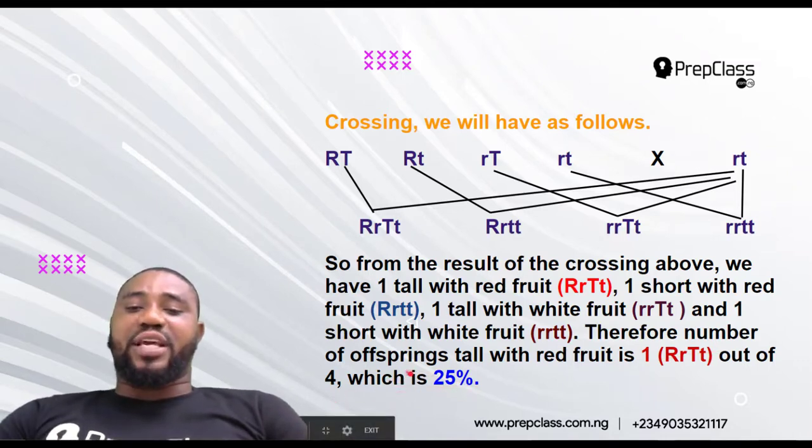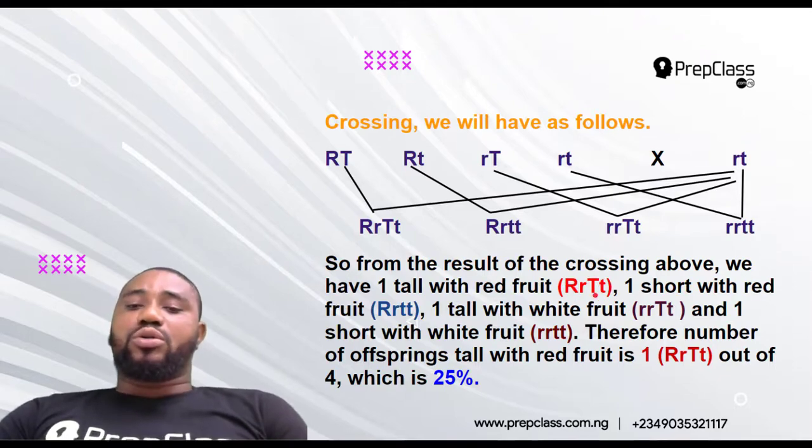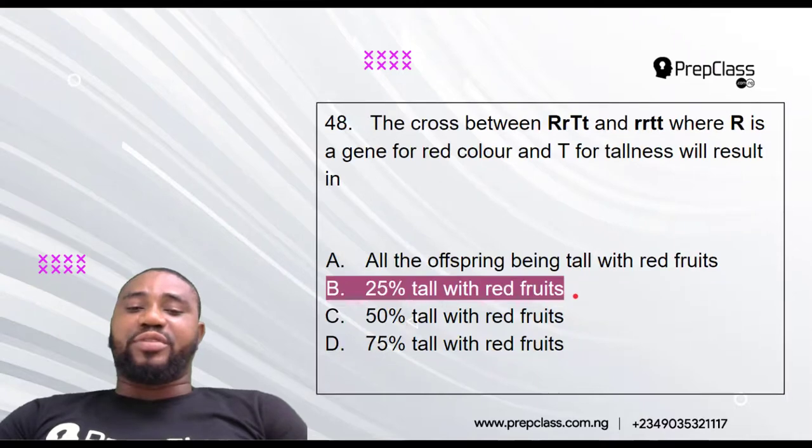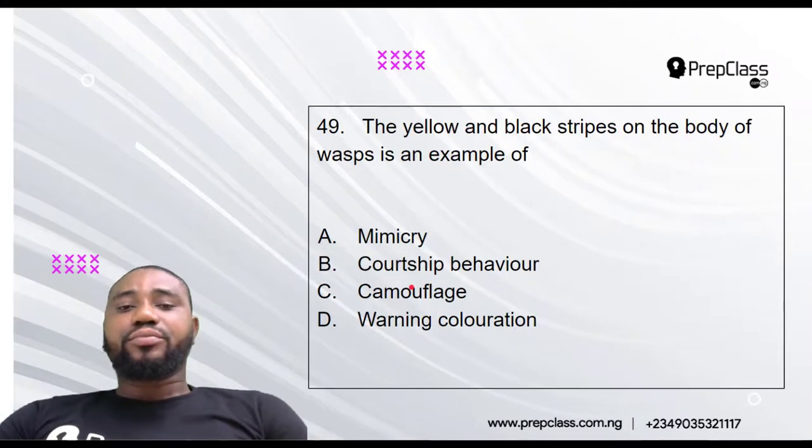So 25% will be tall with what? Red fruits, which is capital R, small letter r, capital T, small letter t. So it's tall with red fruit. So it's 25%. So 25% will be tall with red fruit. So B is your best answer.